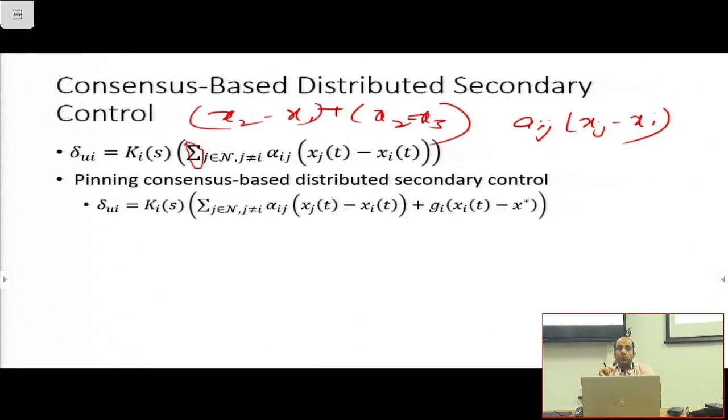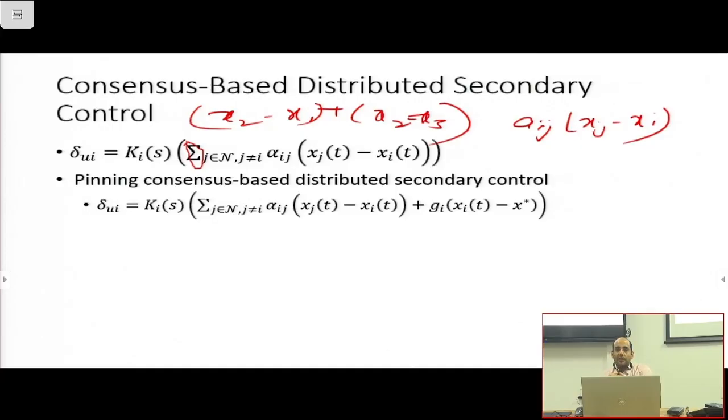Now here is the problem. Although we have achieved consensus, although we have made all the states same, we don't know at what value we have made them same. For example, let's say voltage reference. Let's say you have to restore the voltage. Voltages are same. Let's say 400 volt 3 phase AC, or 380 volt 3 phase AC, or 420 volt 3 phase AC, or 440 volt 3 phase AC. Okay. At what value you have to make them same?